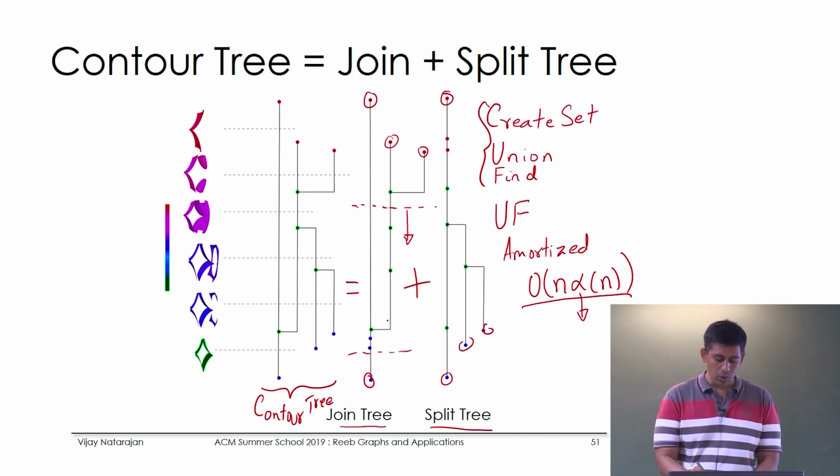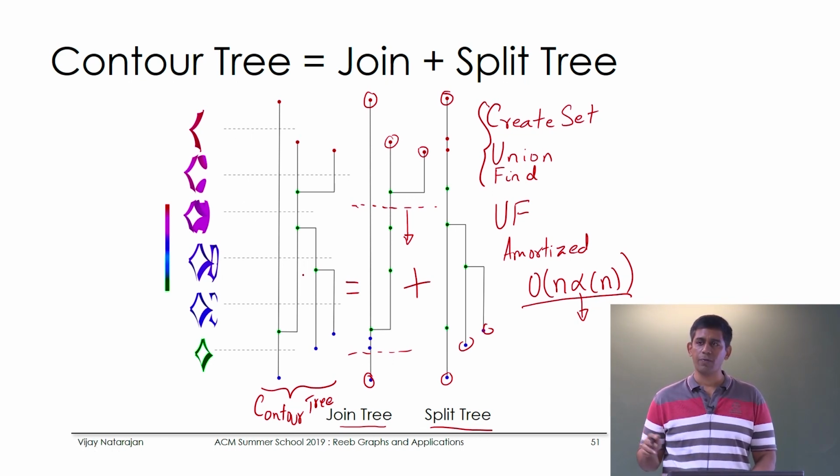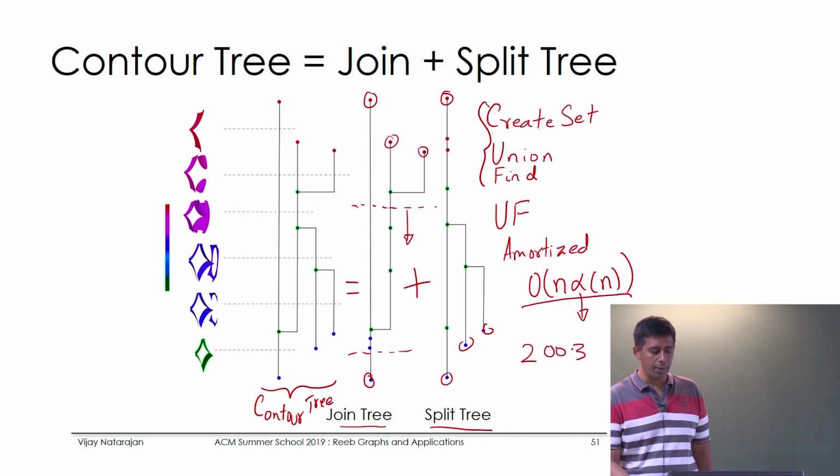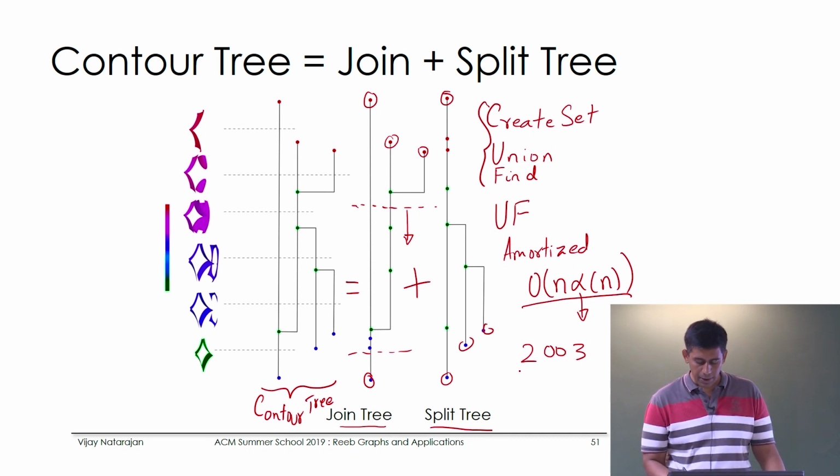Hence, you want to represent the contour tree as the union of a join tree and a split tree. So you run the unions in the downward sweep, you do the unions in the upward sweep, and then you merge the two to get the contour tree. So this is a very nice algorithm. I am going to give references at the last slide. This was done in 2003. This algorithm was already reported a little bit earlier, but 2003 was when this algorithm for computing the contour tree was reported by Carr et al.